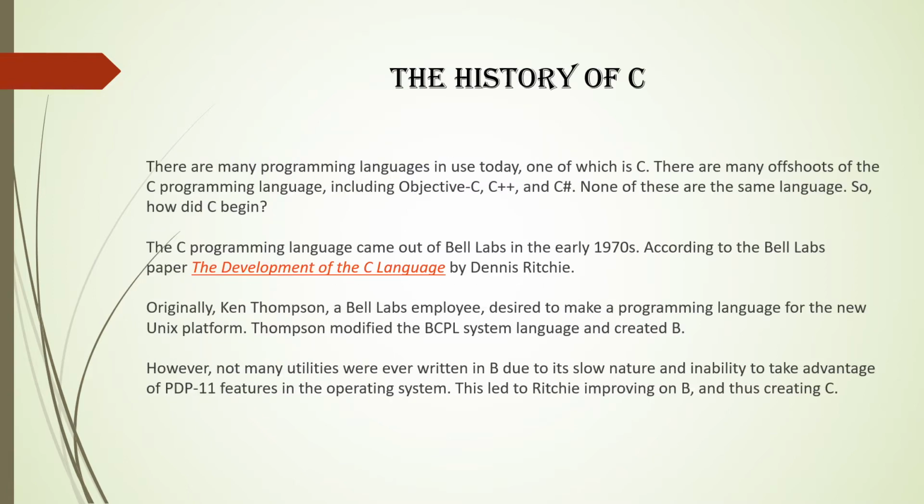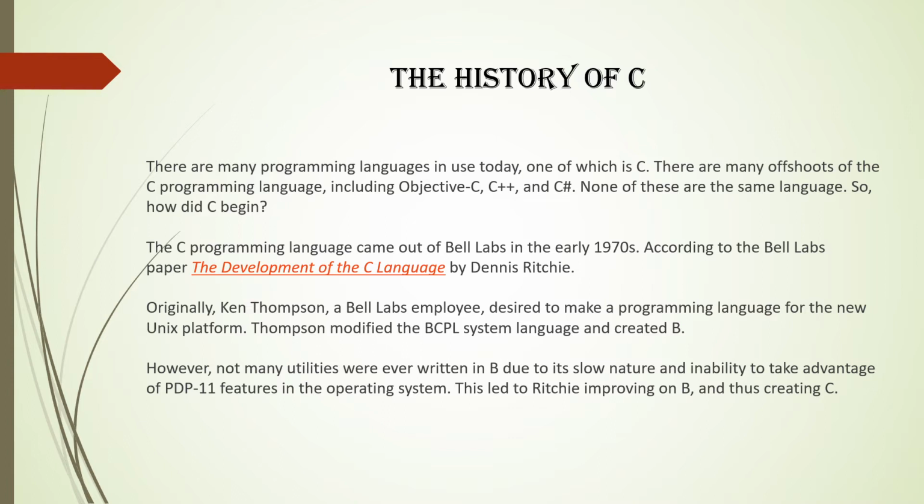Now next comes the history of C. There are many programming languages in use today, one of which is C. There are many offshoots of the C programming language, including Objective-C, which originated from C itself, C++ and C#. None of these are the same language. So how did C begin?